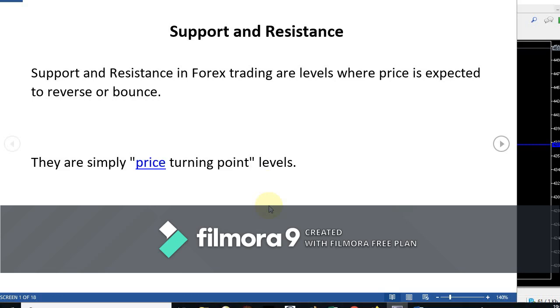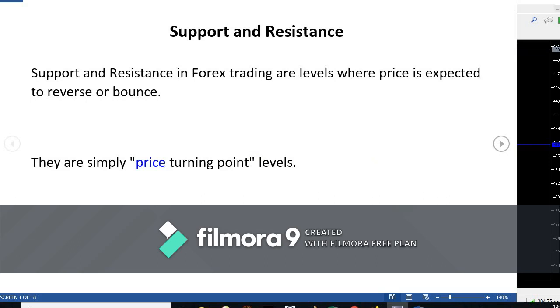Now, support and resistance in forex trading are levels where price is expected to reverse or bounce. They are simply price turning point levels. They are levels where price will meet a level of force and then price is rejected.